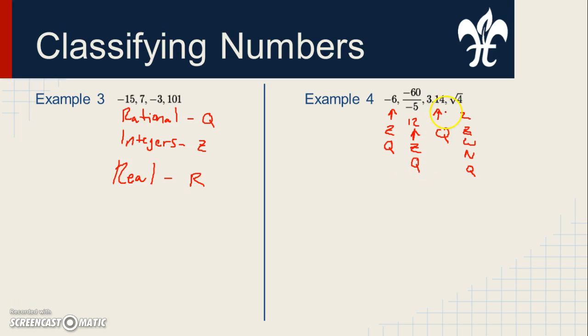But because we have this truncating decimal here, it's not a whole number, it's not an integer, it's not a natural number. So this falls into the set of real rationals.